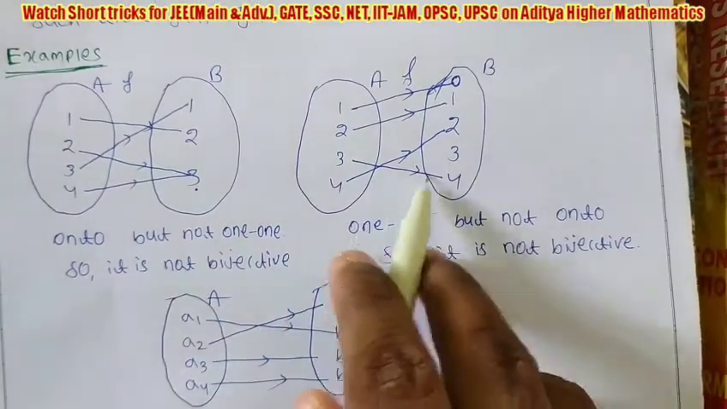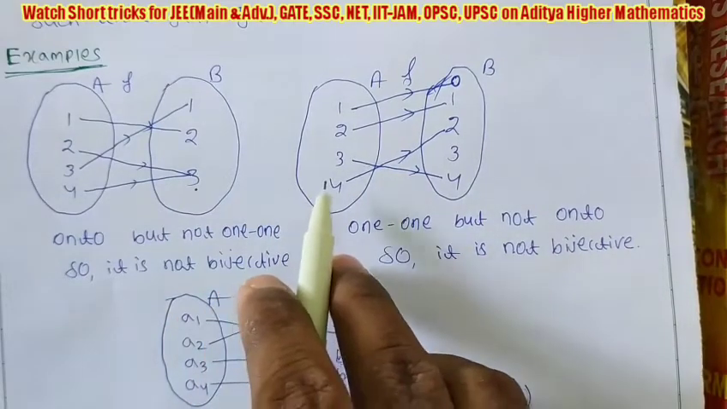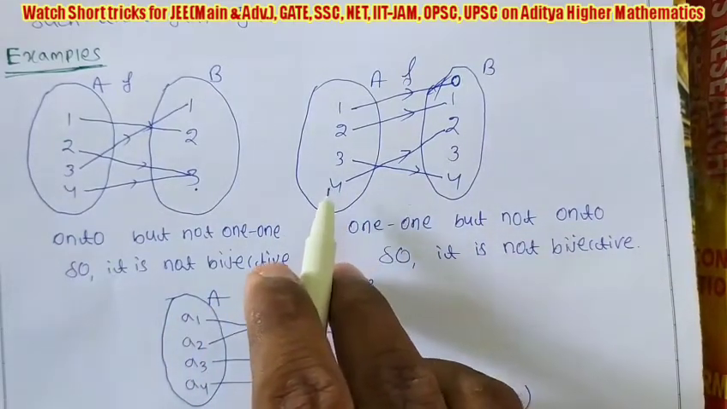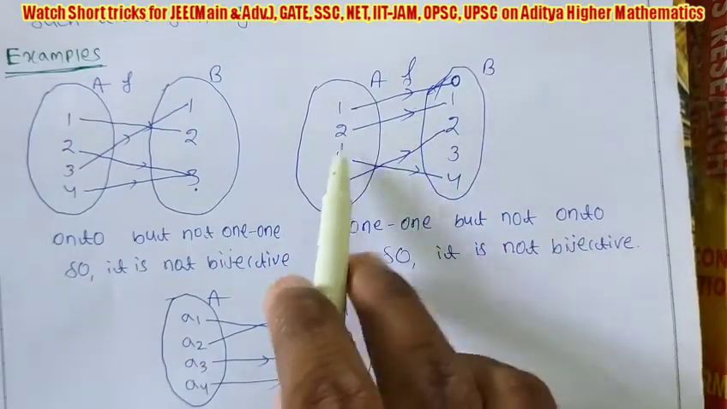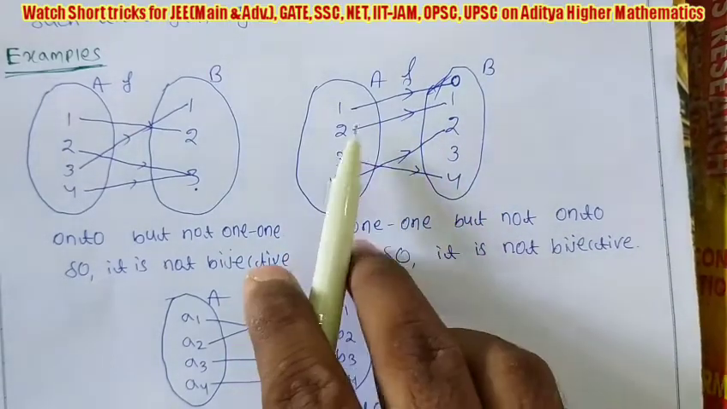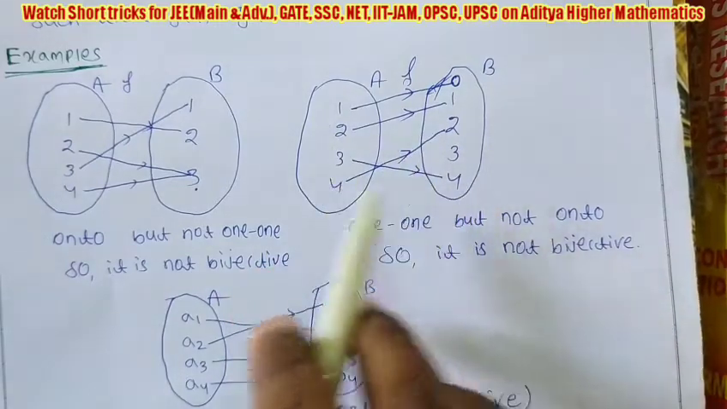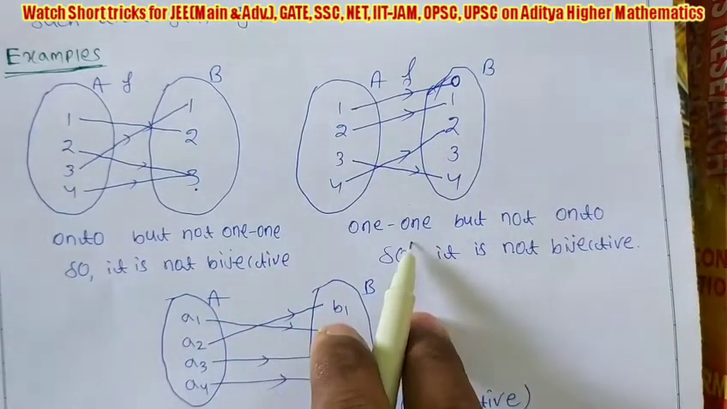Now see the second example. Here also some arbitrary elements I am taking and giving arrow marks. Now you can observe that it is a one-to-one function because every distinct element has distinct image points. 1 has 0, 2 has 1, 3 has 4, 4 has 2. That means it is a one-to-one function.